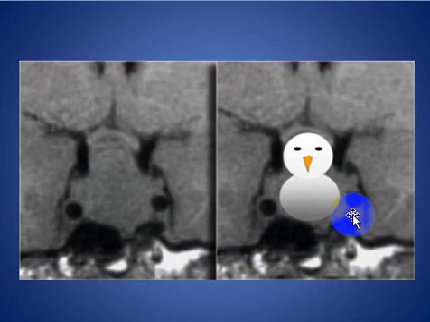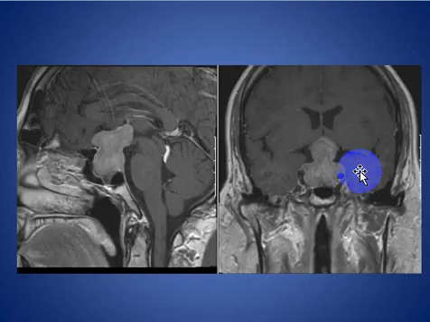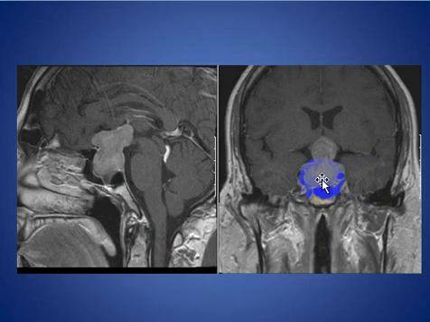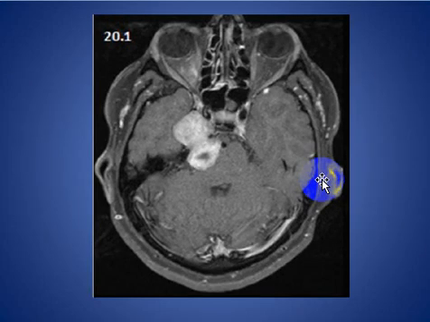Here is another example of the snowman sign in a patient with pituitary macroadenoma. As we see here, the pituitary gland is enlarged, giving the appearance of the snowman sign. Another patient with pituitary macroadenoma giving the appearance of the snowman sign.